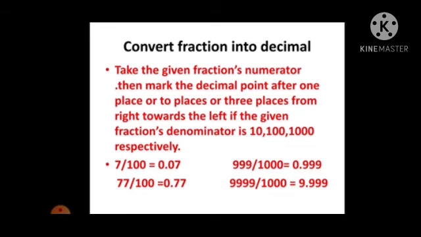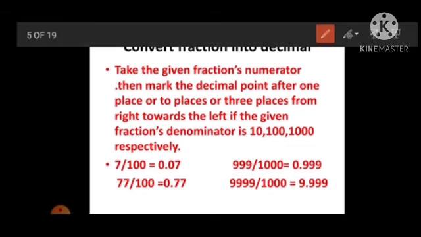Now, we convert a fraction into a decimal when the denominator is 10, 100 and 1000. Take the given fraction's numerator, then mark the decimal point after 1 place or 2 places or 3 places from right towards the left, if the given fraction's denominator is 10, 100, 1000, 10,000, 1 lakh, etc., respectively. Okay, students, when the denominator is like 10, 100, 1000, then we convert it into a decimal number.